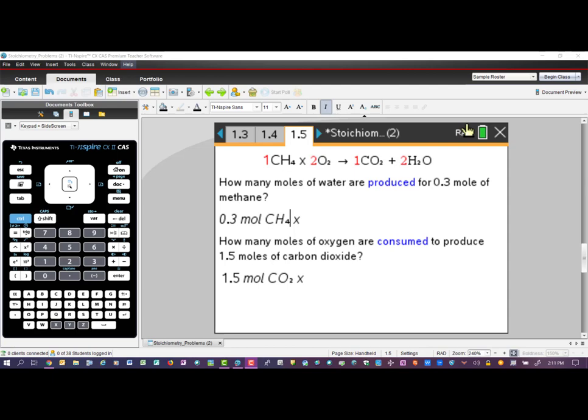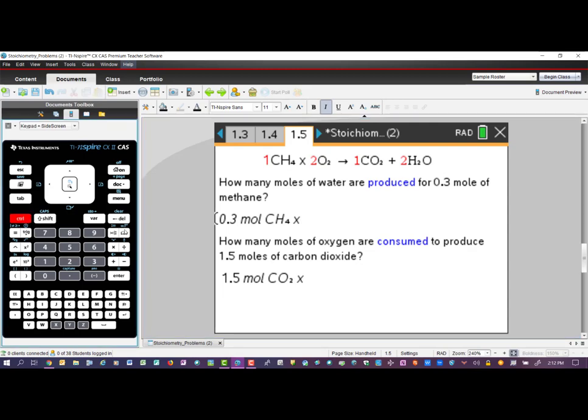Okay, now we'll look at another problem, maybe a different way you might see your question asked for these particular calculations. I'm going to use the same equation before we switch to a new one. So the first question is, how many moles of water are produced for 0.3 moles of methane? So it's asking me for how many moles of water are produced, and we know it should be produced is the key word because that is one of our products, for every 0.3 moles of methane. So this is the number I'm starting with, so 0.3 moles of methane, so I've already got that one written down, and I need to convert that to moles of water is what it's asking for.